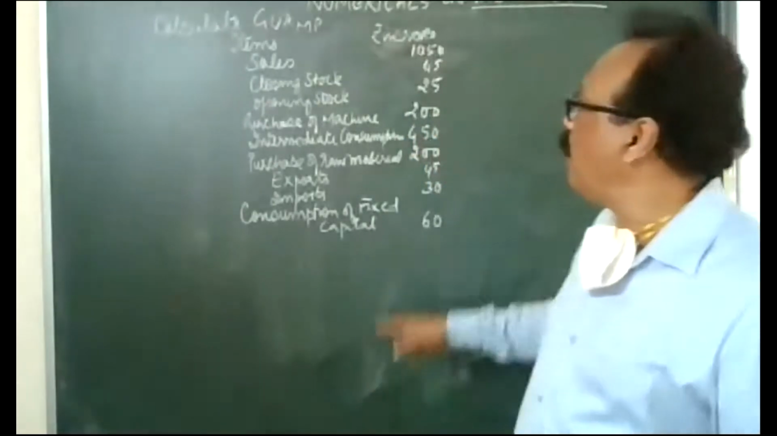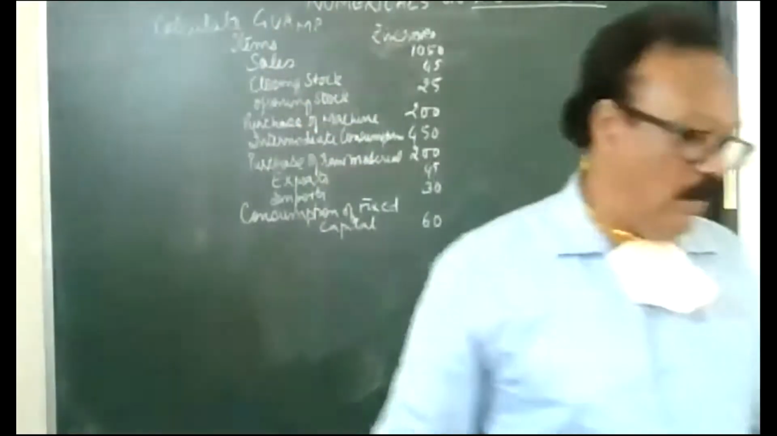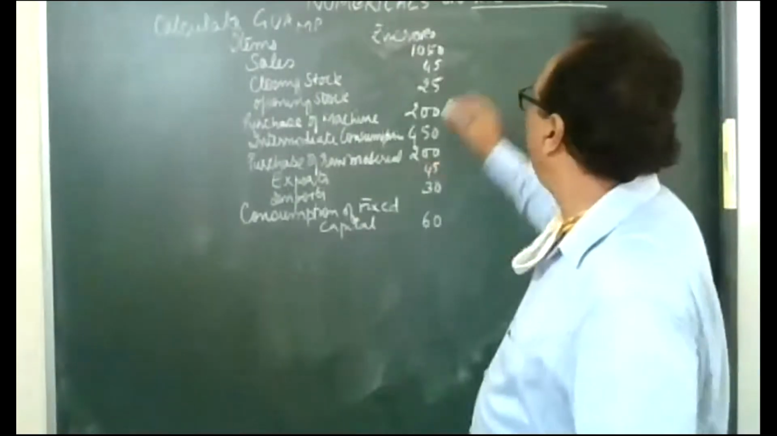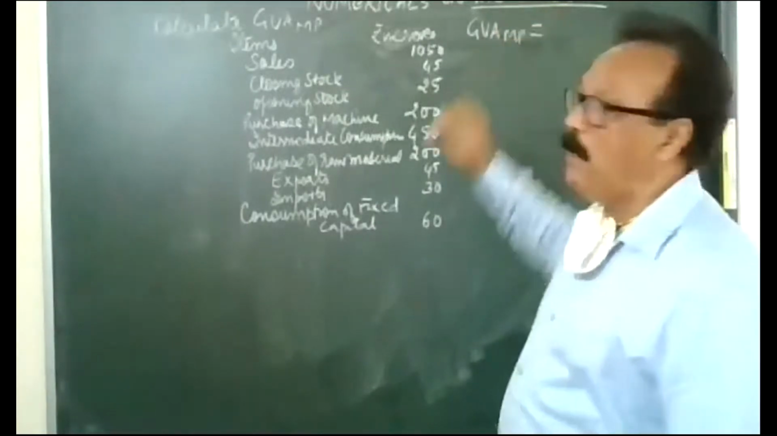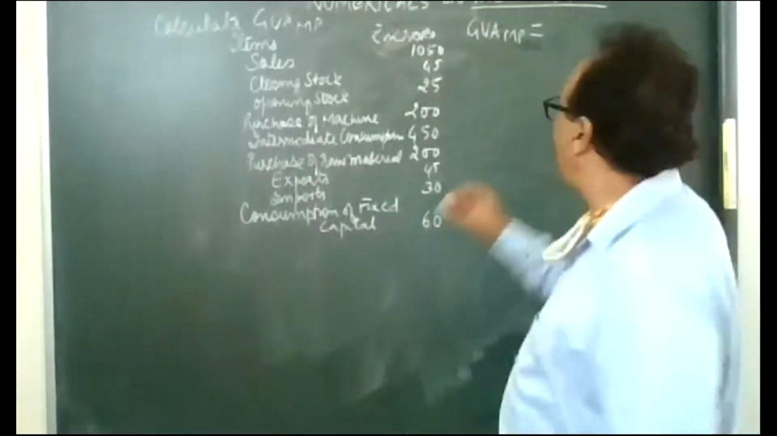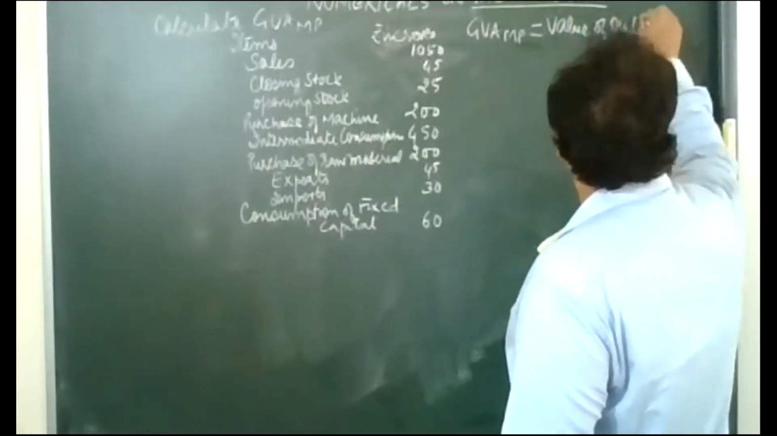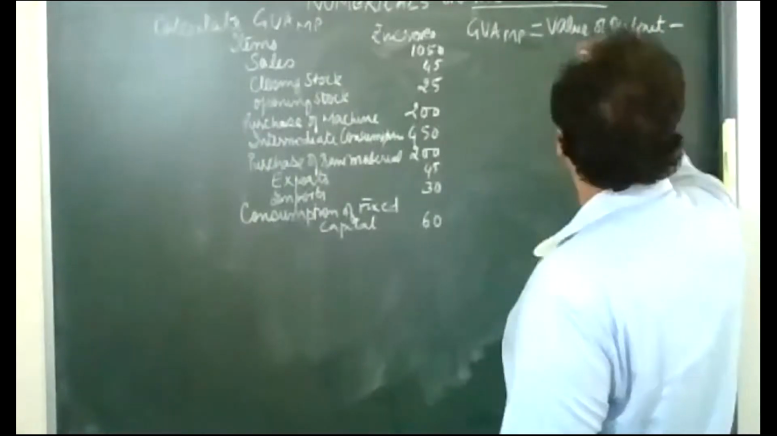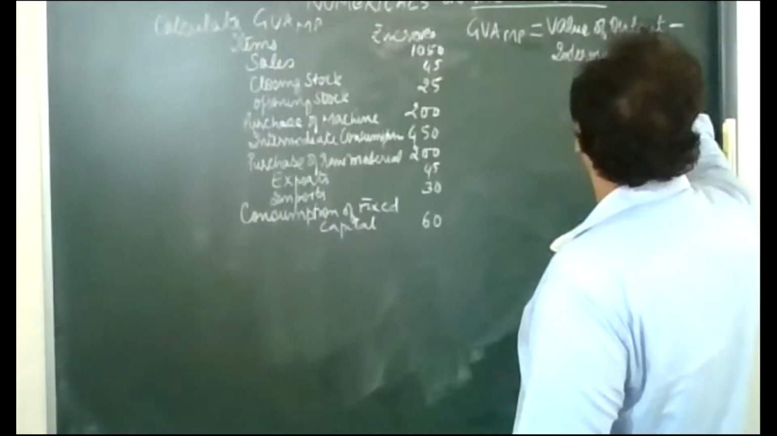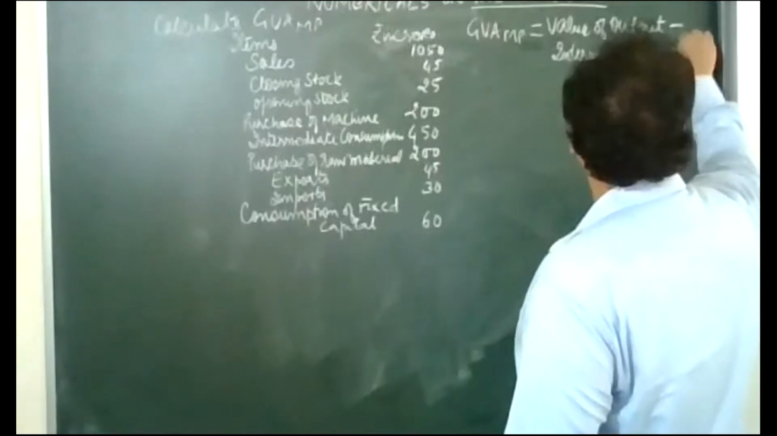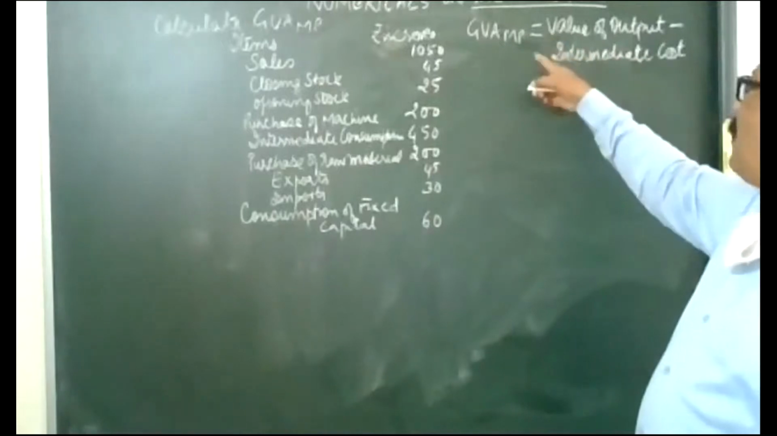What do we have to find out? The gross value added at market price. The first step is to find the gross value added at market price. And what is the formula I had given you? It is value of output minus intermediate cost. This is the formula for the gross value added at market price.